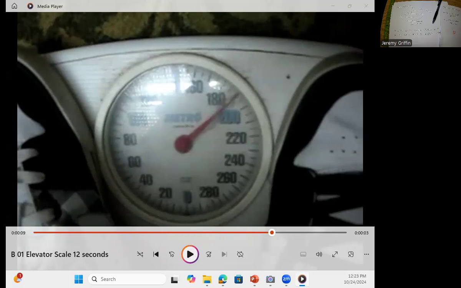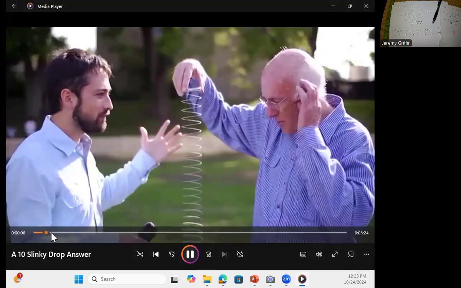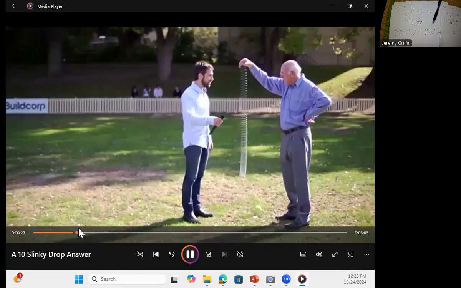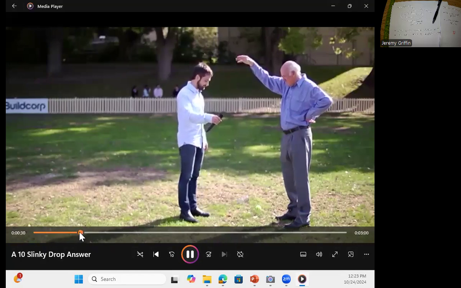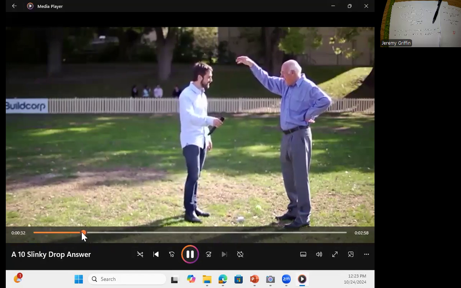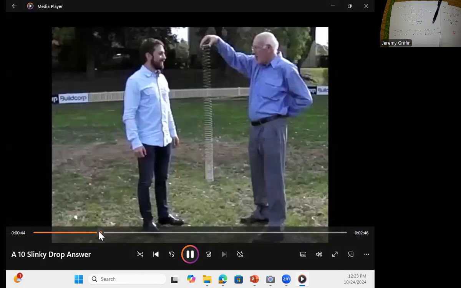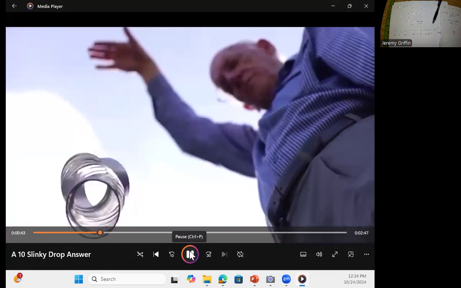Here's another one I meant to fit in a few weeks ago. It's the slinky drop. So let me zoom in. This guy's going to drop a slinky. I wonder what's going to happen. Oh, it falls. Great. But what does that look like in slow motion? In slow motion. All right, you guys ready for this? This is wacky. All right, slow motion time.